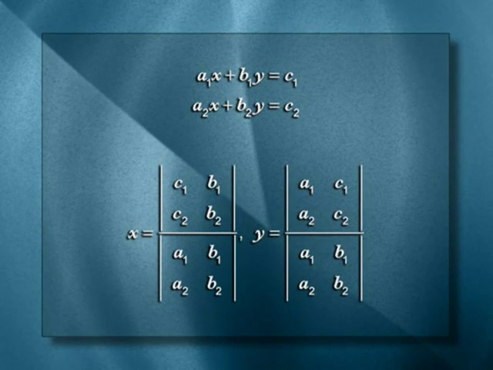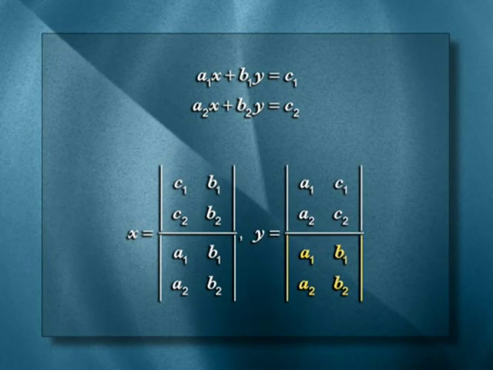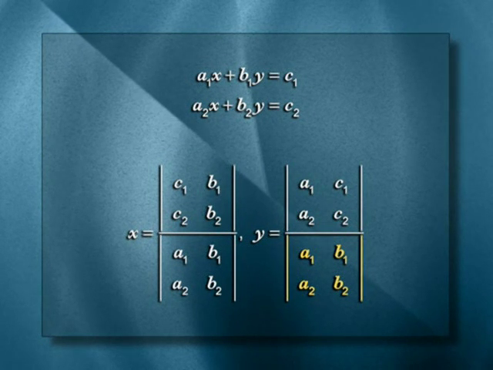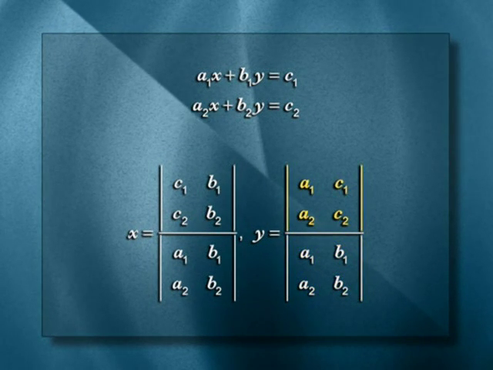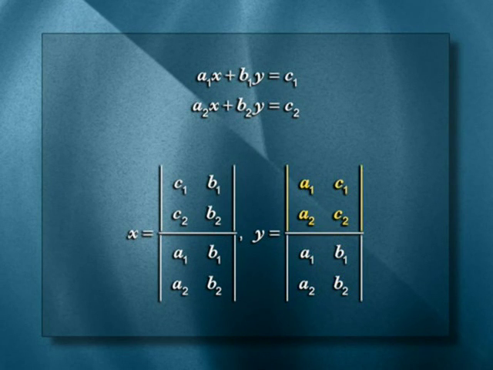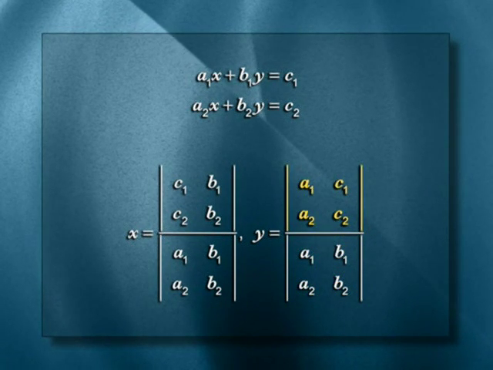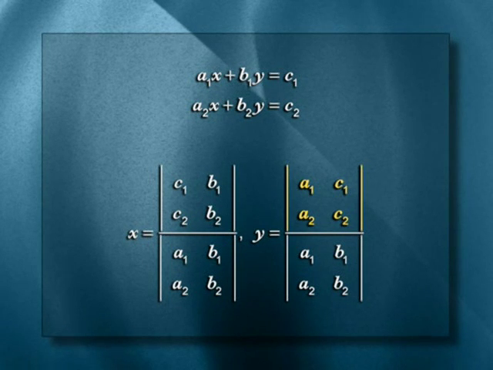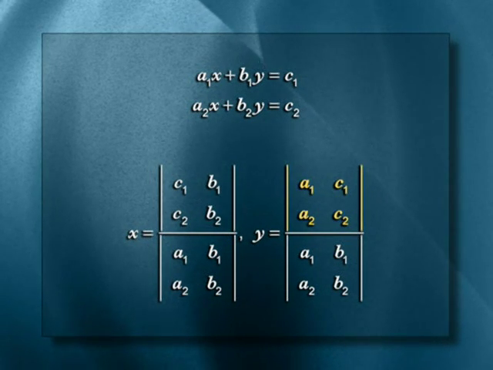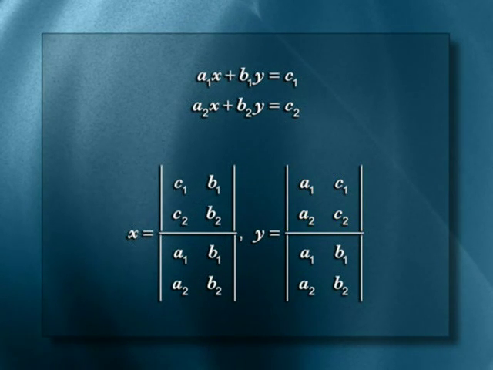And y looks almost the same. The denominator, again, is that determinant of the coefficient matrix. The numerator now is slightly different. Because y is the second variable, you replace the second column with c1, c2, and you keep the same first column, a1, a2. So y is also a quotient of two determinants. Let's illustrate this technique with an example, and then I'll ask you that question. Do you like this technique?